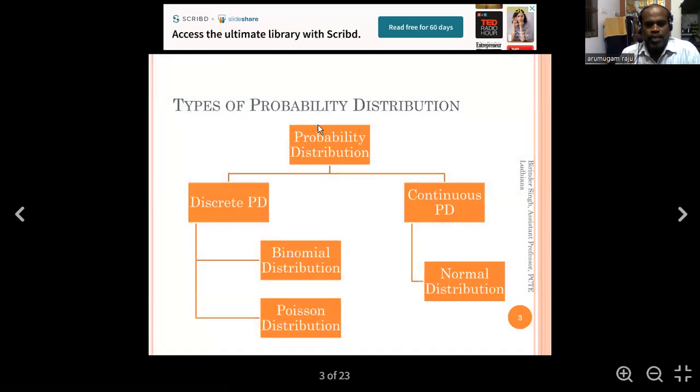Here we have the types of probability distribution. Already we have discussed that the probability distribution is classified into two types. The first one is discrete probability distribution, and the other one is continuous probability distribution. Examples of discrete probability distribution are the binomial distribution and the Poisson distribution. In a similar way, an example of continuous probability distribution is the normal distribution.